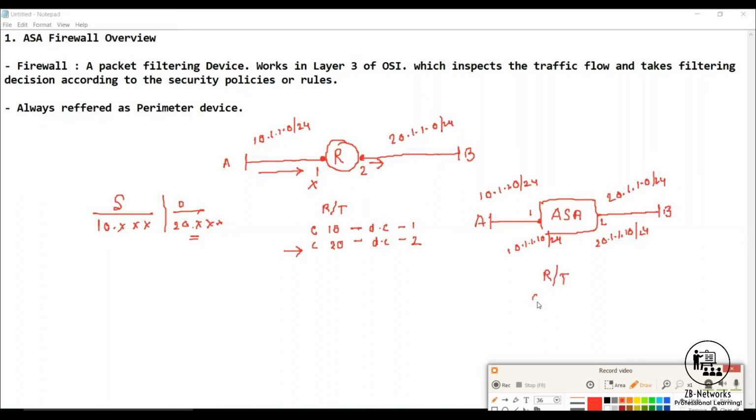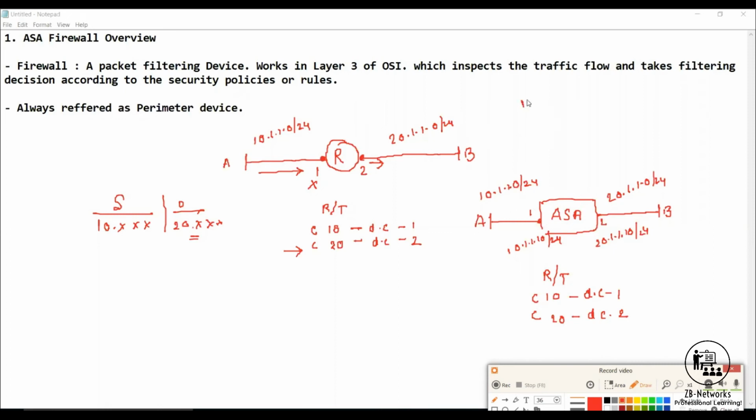So the ASA says, oh, I have connected routes. I have got the 10 series directly connected via port number 1. I got the 20 dot series subnet connected via port number 2. It maintains a routing entry like a routing table. But what happens is, by default, your ASA does not allow traffic through the firewall.